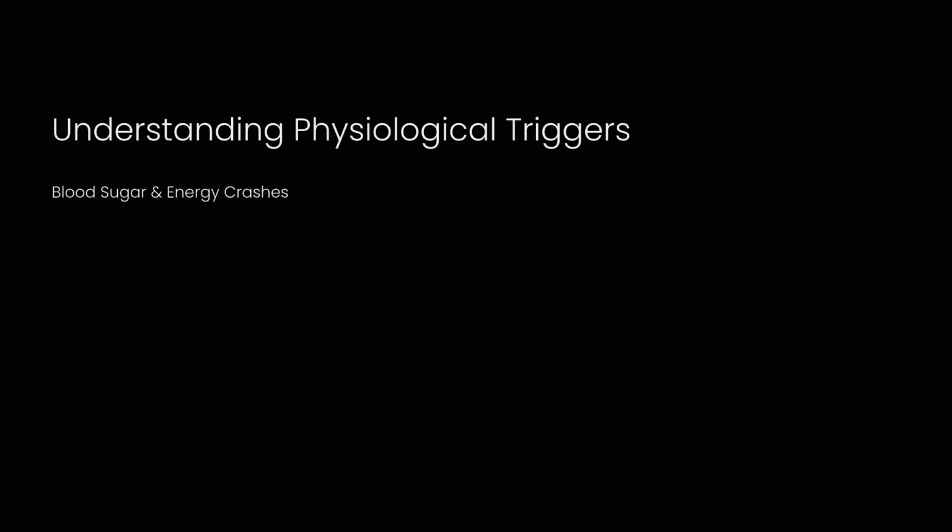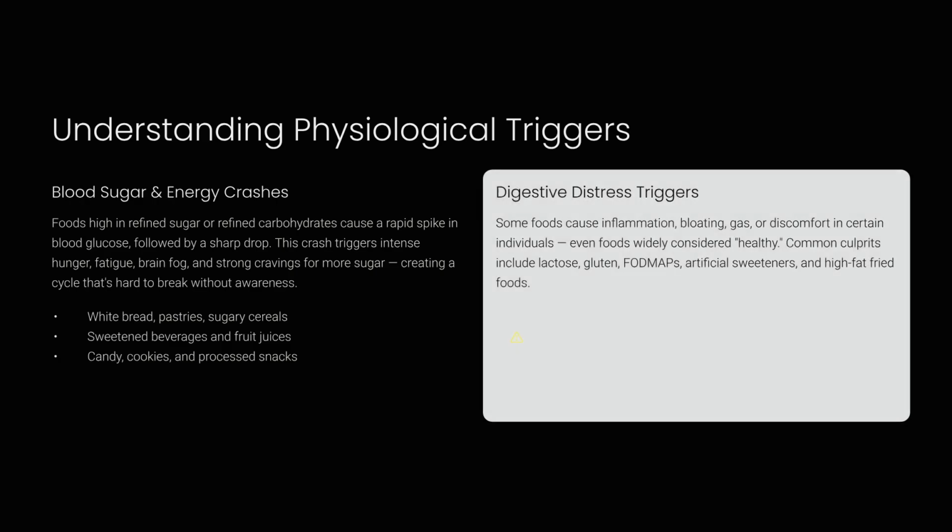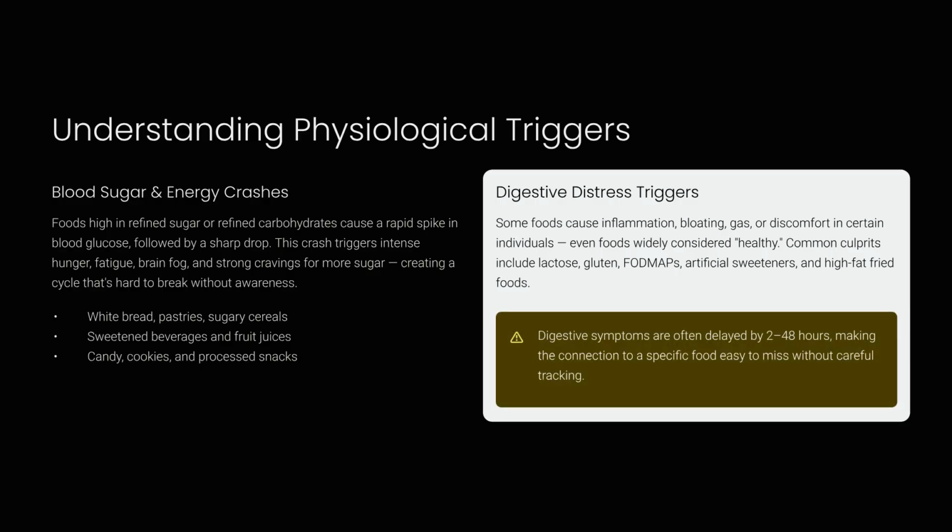Physiological triggers can manifest as blood sugar and energy crashes from refined carbs and sugar. This crash triggers intense hunger and cravings. Digestive distress triggers include foods causing inflammation, bloating, or discomfort, such as lactose, gluten, or FODMAPs. Symptoms can be delayed, so careful tracking is vital.